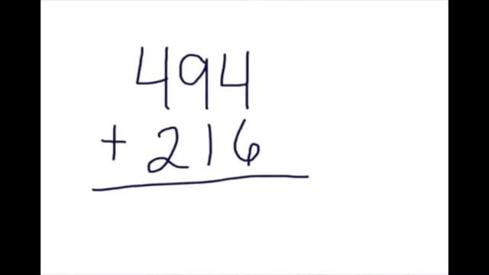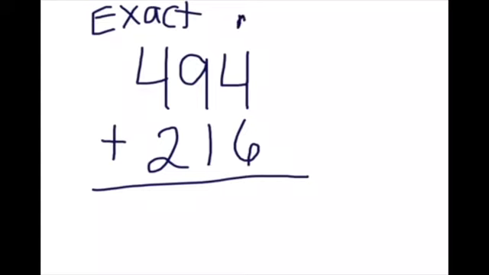So as I said before, what I am going to do today is find two answers. I'm going to find the exact answer first, and then later I'm going to find the estimate. And when I find that, I'm going to see if they're reasonable or not. Finding the exact answer is exactly the same as doing the algorithm. So I'm just going to do my problem. I have 494 plus 216, and I'm just going to figure that out right now.